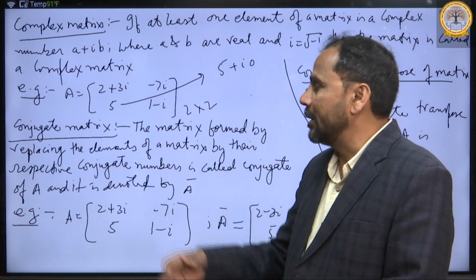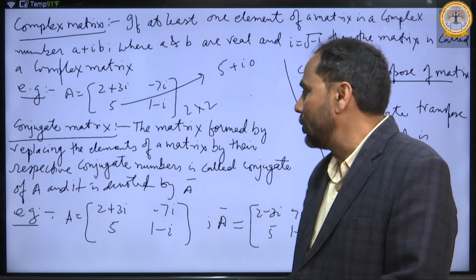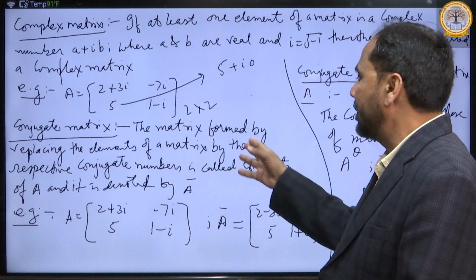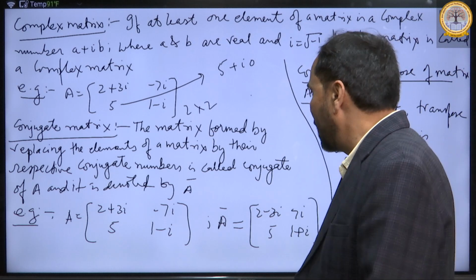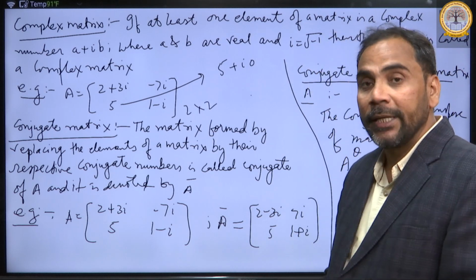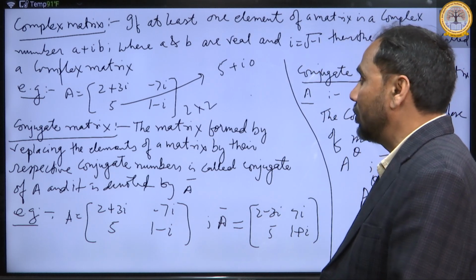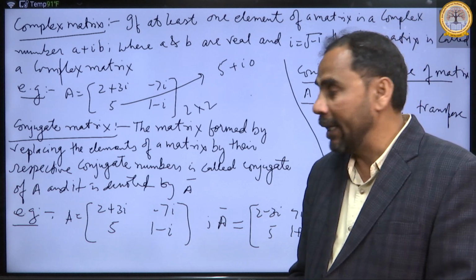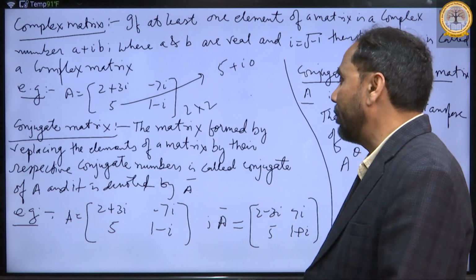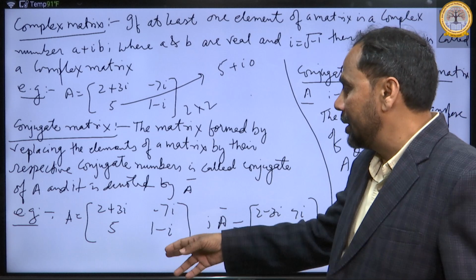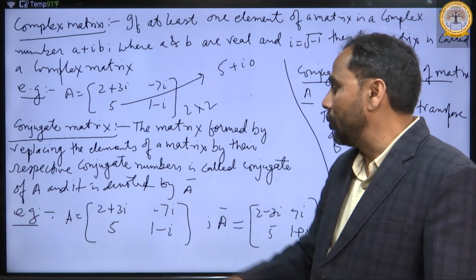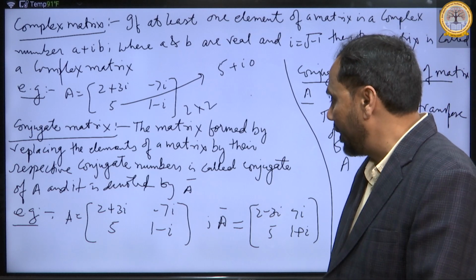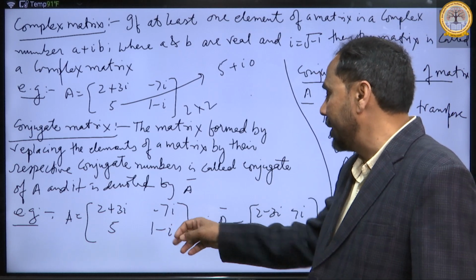Then the second definition is conjugate matrix. The matrix formed by replacing the elements of a matrix by their respective conjugate numbers is called the conjugate of matrix A, and it is denoted by A bar. Thus, matrix A is equal to 2 plus 3i, minus 7i, 5, 1 minus i.